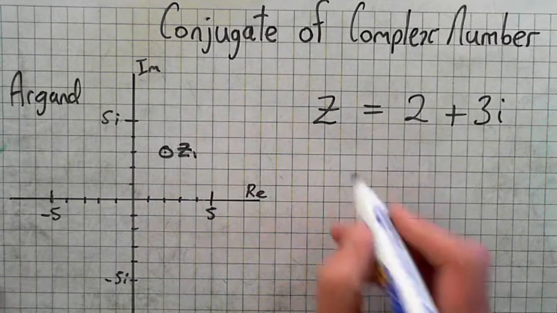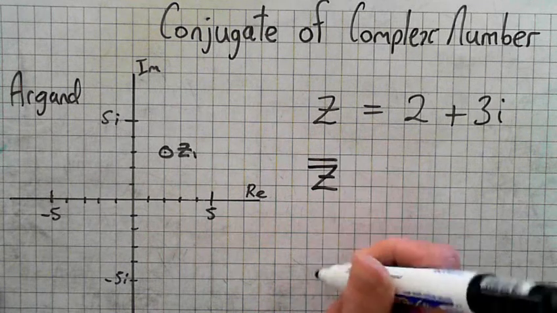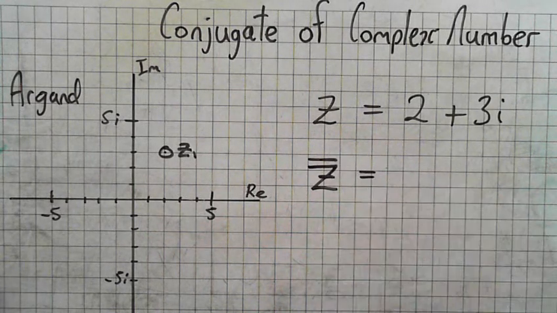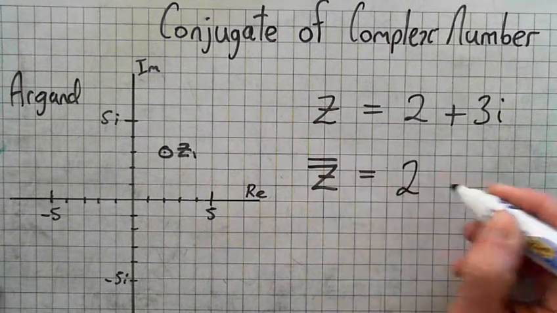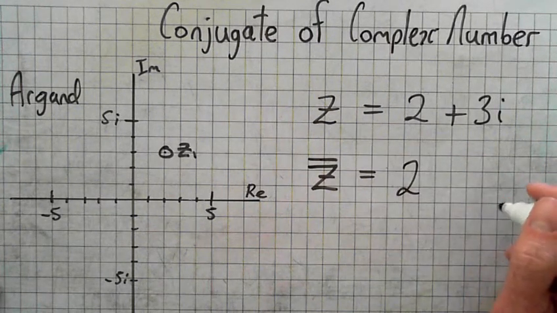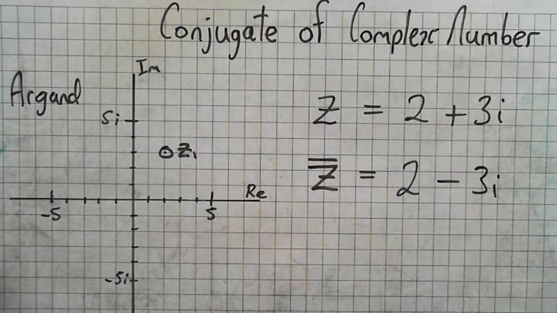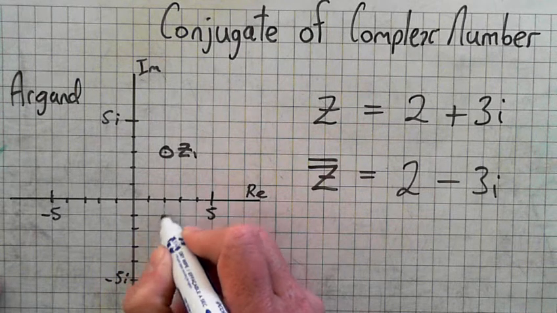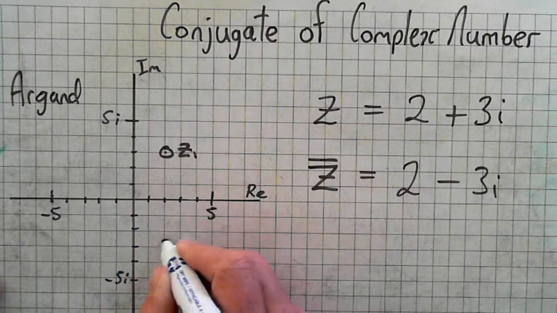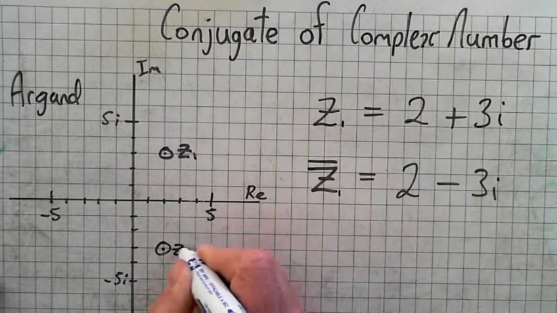Right. This symbol denotes, you put a dash on top of the Z, it means conjugate. So what does a conjugate mean? All you have to do is change the sign in front of the imaginary bit. So it was a plus, change it to a minus: 2 minus 3i, and plot that point. Plot this one, Z conjugate. 2 minus 3i, there. So this is Z1 conjugate.